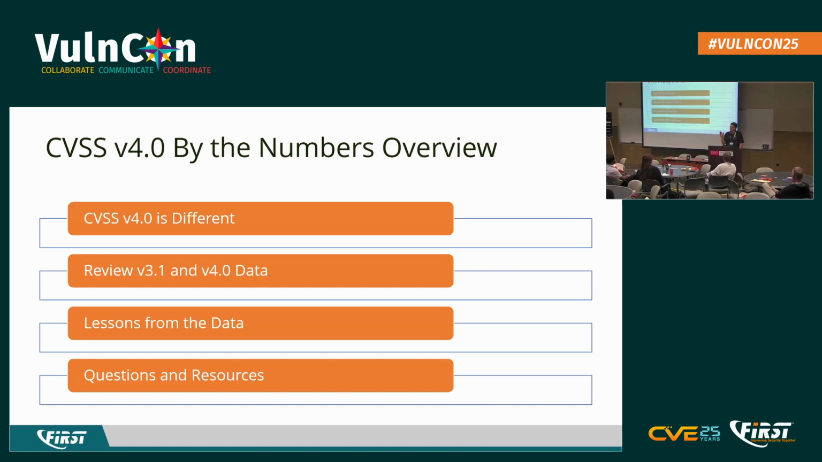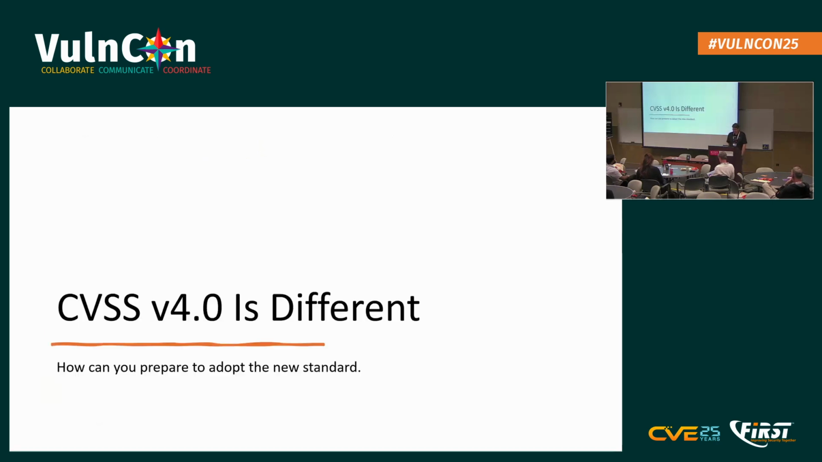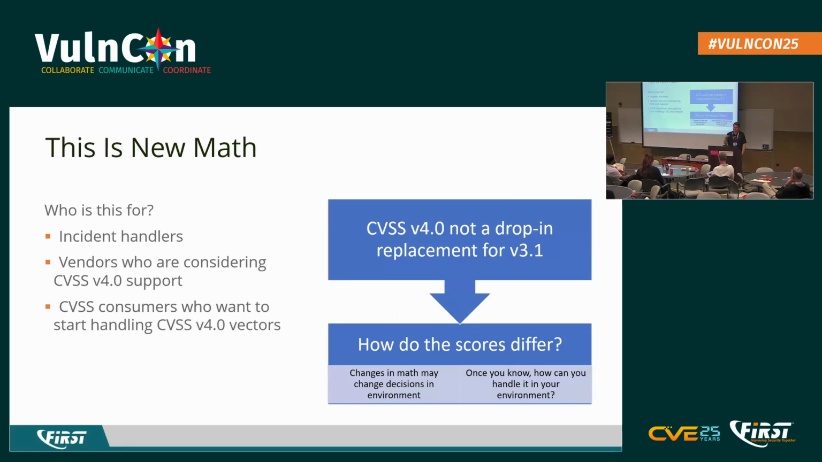So I'm going to go over what makes CVSS version 4 different. Look at some of the data, what we can learn from that, differences between version 3 and version 4 data, and some of the resources that I've talked about. So really, CVSS version 4 is something new. It's not just 0.9 greater than version 3.1. It's brand new.